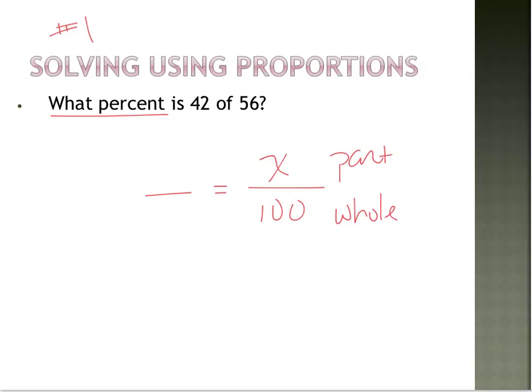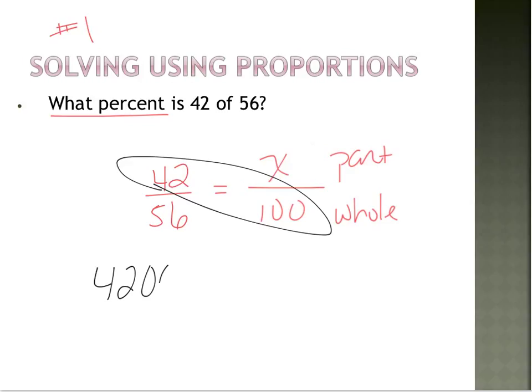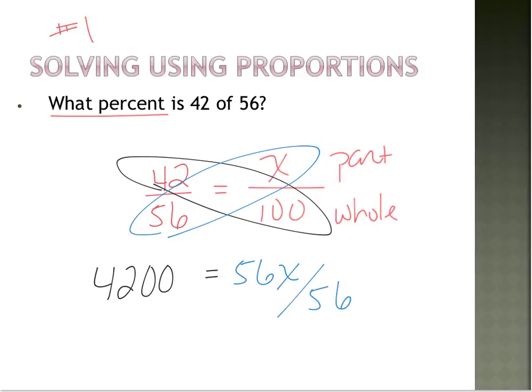Now look at your problem. You have is 42 of 56. Now with the number of 42 and the number of 56, which is the part and which is the whole? Well, your 56 is the whole and your 42 is the part. Go ahead and use cross products. So we have 4,200 equals 56x. And of course, you can divide both sides by 56. And you know that x will equal 75.